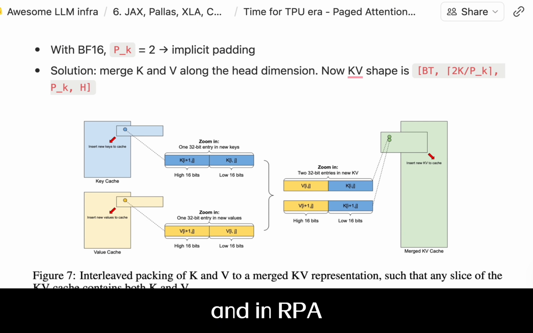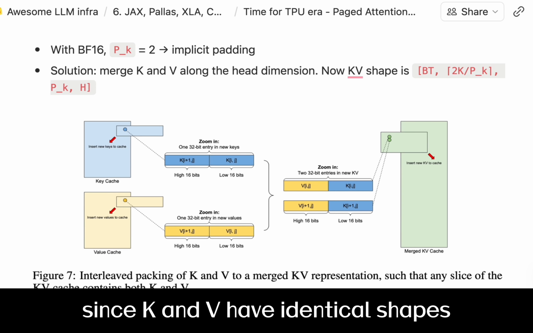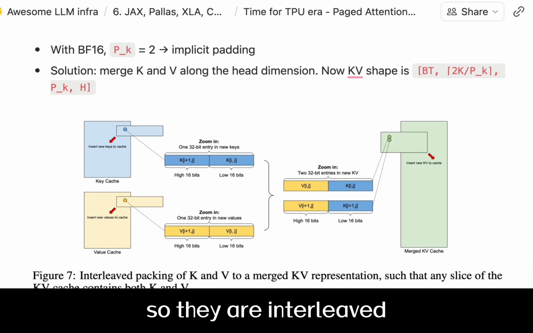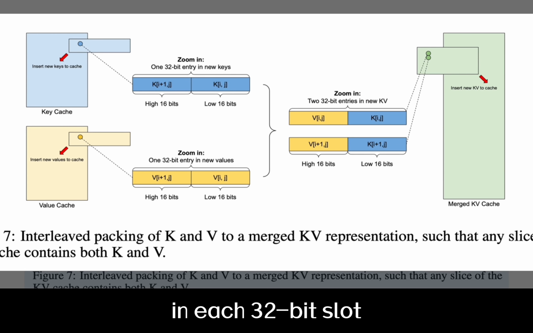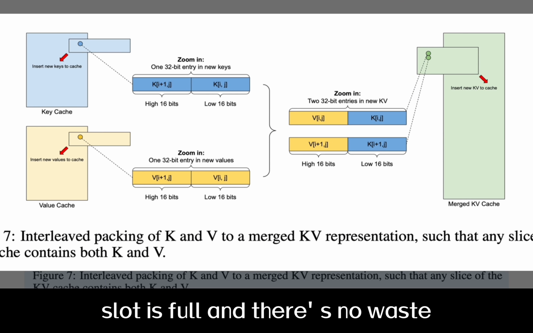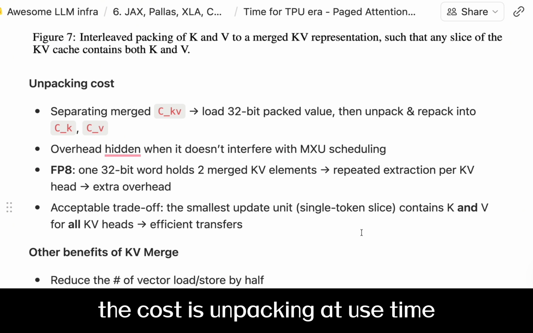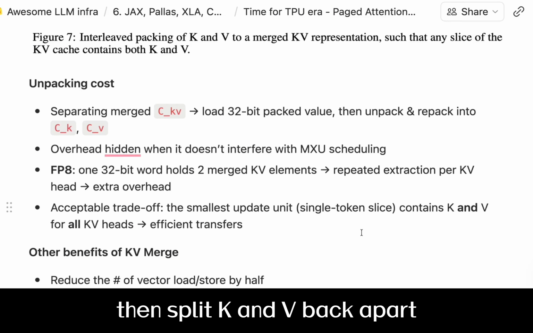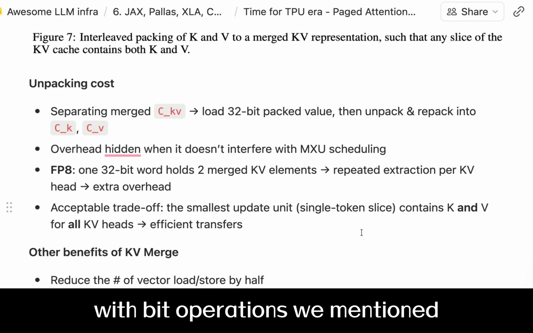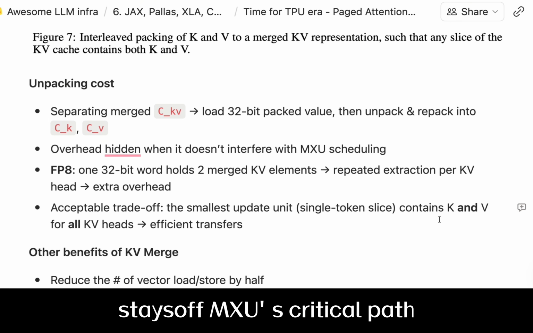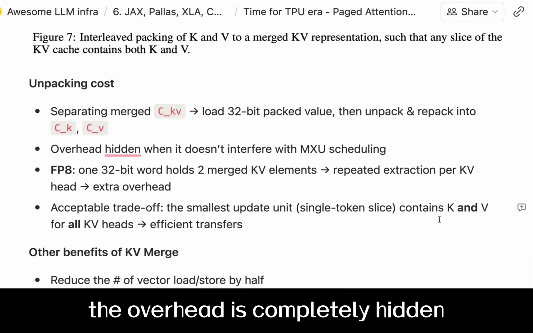And in RPA, since K and V have identical shapes, it merges them into one tensor along the head dimension. So they are interleaved. In each 32-bit slot, the low 16 bits hold K, while the high 16 bits hold V. The slot is full and there's no waste. The cost is unpacking at use time. Load the 32-bit value, then split K and V back apart with the bit operations we mentioned. As long as unpacking stays off MXU's critical path, the overhead is completely hidden.